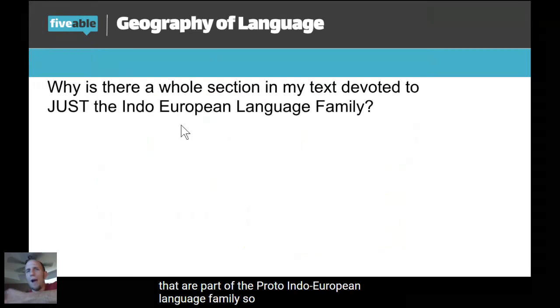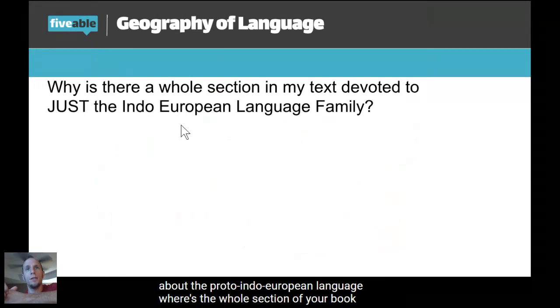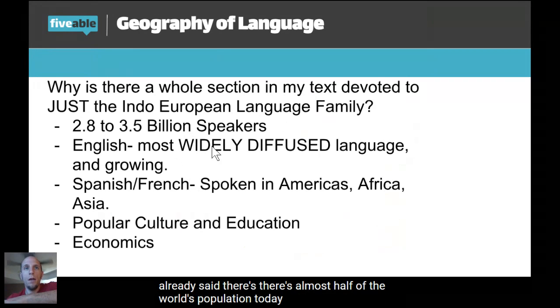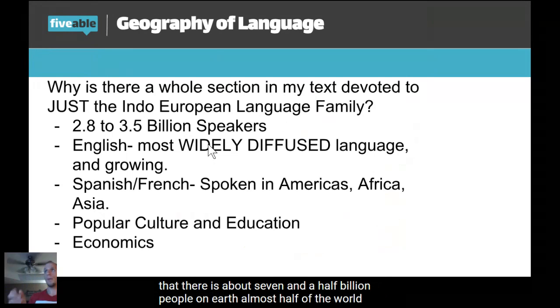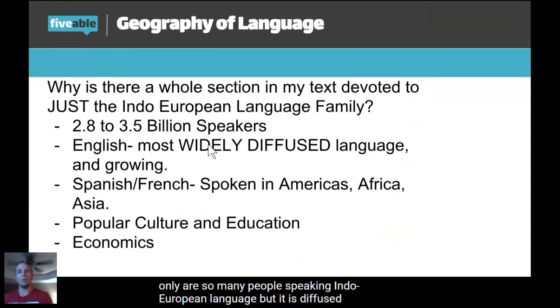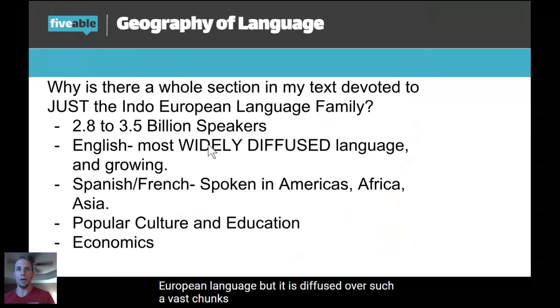So why do we care so much about the Proto-Indo-European language? Why is a whole section of your book dedicated to just this one language family? I've already said it. There's almost half of the world's population today. If you're assuming that there was about 7.5 billion people on Earth, almost half of the world is speaking an Indo-European language. And not only are so many people speaking an Indo-European language, but it is diffused over such a vast chunk of the world's land with people living on it.